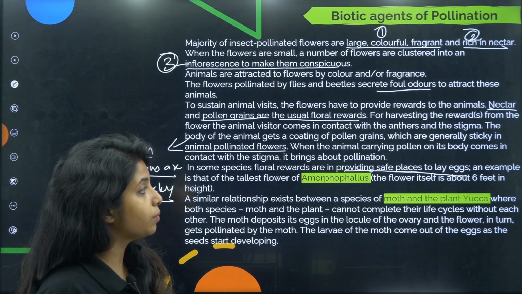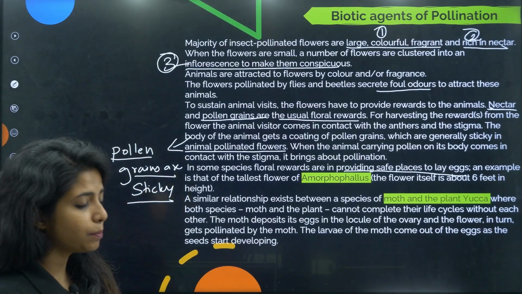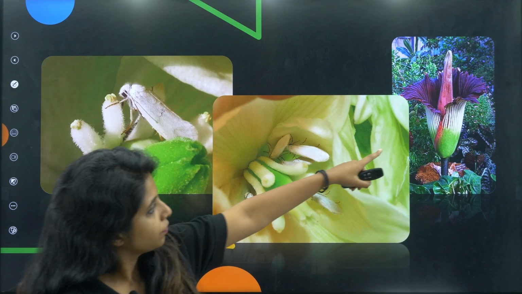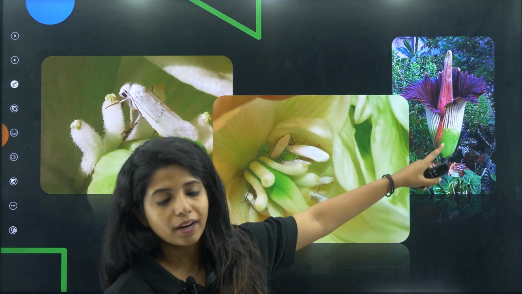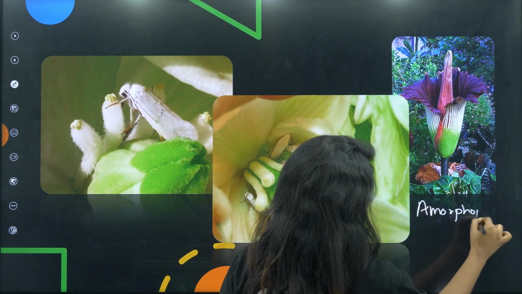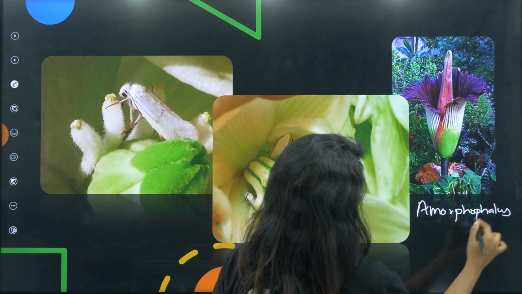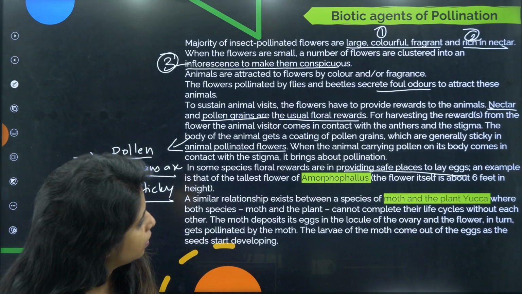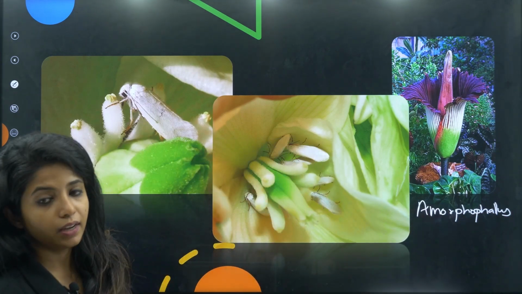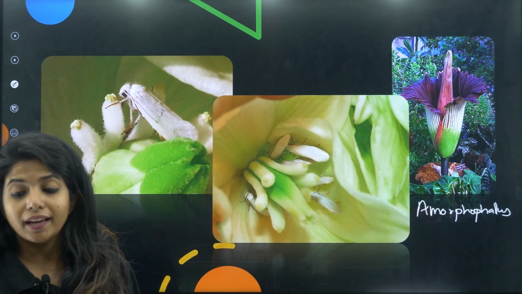The flower itself is about 6 feet in height. I have the picture of this. Let us see the picture of this first. Yes. This is Amorphophallus. I hope there is only one L. No, double L is there. Okay, that is the tallest flower. They provide a safe space for egg laying.